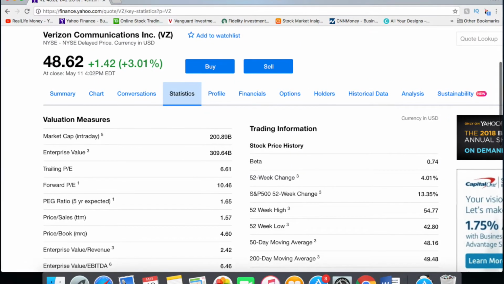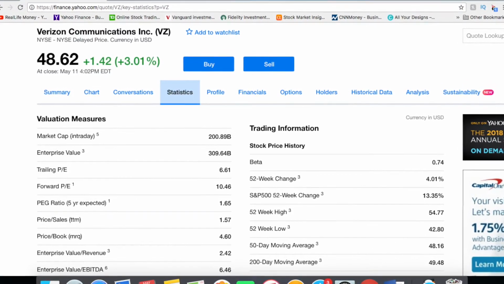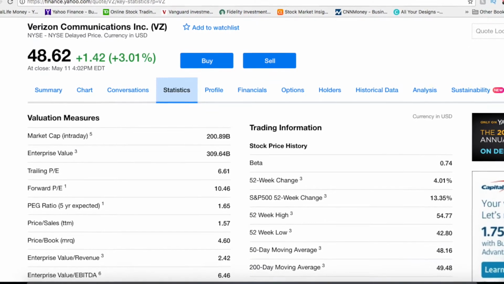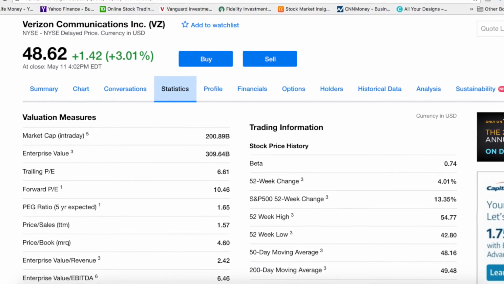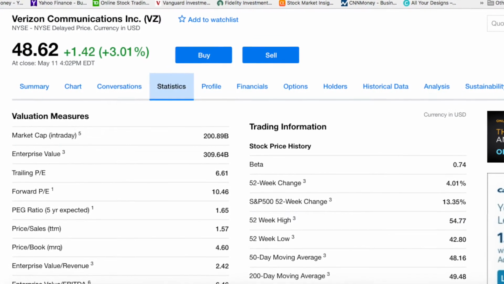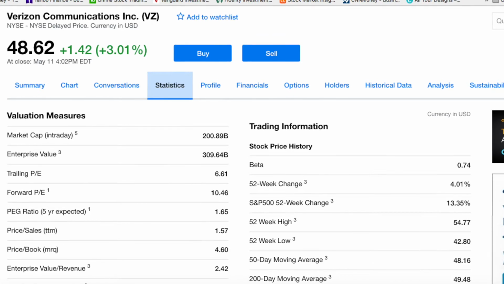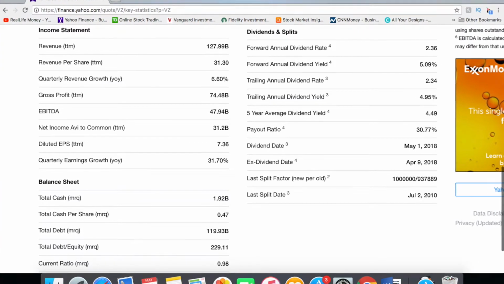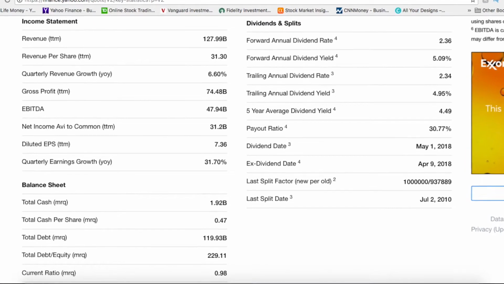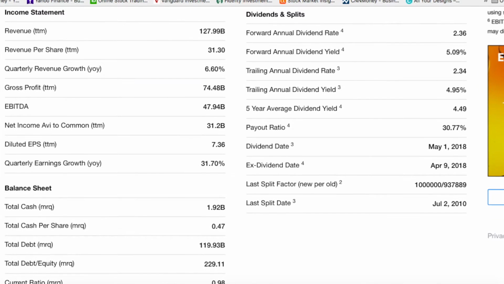So looking past the few ratios that we looked at, their trailing PE is around 6.6, forward is around 10.5, and their PEG is 1.6. So looking at the PE, kind of undervalued. Definitely look at other companies, maybe look at AT&T as well. But going down to their payout ratio, this is going to be on the right side under dividends and splits. So going down, it says payout ratio of 30%.